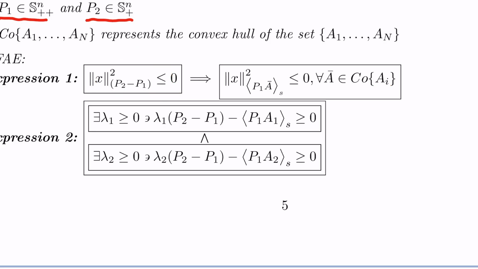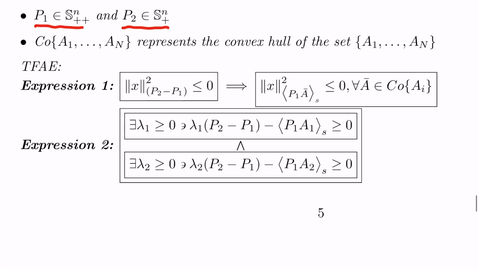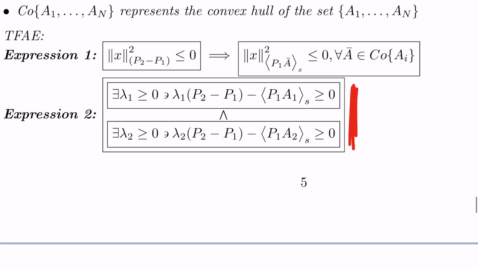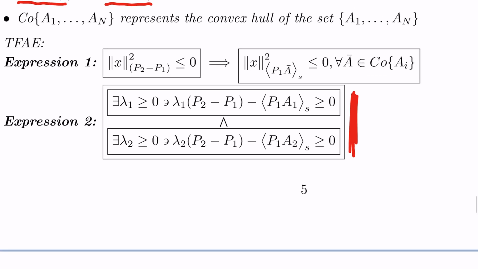And this is expression 1, and then expression 2 says something that may look to some layperson like it has nothing to do with what we are discussing here, right? Now we will discuss why that's the case. I understand that. Here we are saying that there exists a positive lambda 1 such that this inequality is satisfied.